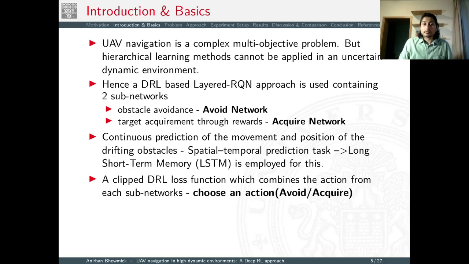For that we are using LSTM, which is a special type of neural network. We'll talk about this later. Finally, we have a clip DRL loss function. It is part of a third part, which is known as the packed method. Here it chooses an action, whether to avoid or acquire, and then combines them in the loss function.